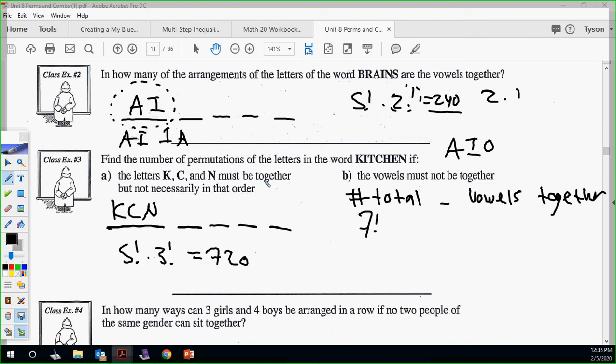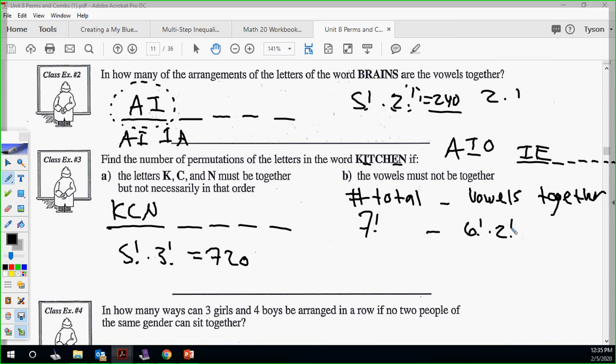Okay, if I want to do it with the vowels apart, I'm going to subtract the vowels together because we know how to do that. So the vowels I have are I and E. That's the only 2 I have to worry about. So I and E together, that's a spot. So it goes from 7 to 6 places. So that is essentially going to be minus 6 factorial times 2 factorial because the I and E aren't locked in order. They can move.